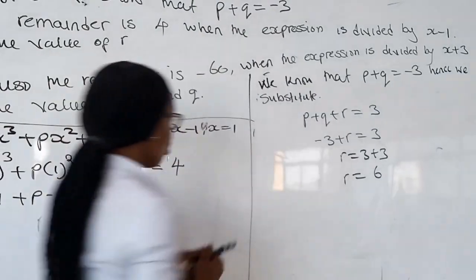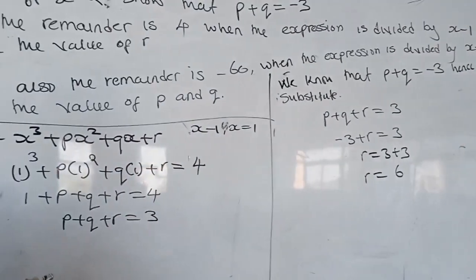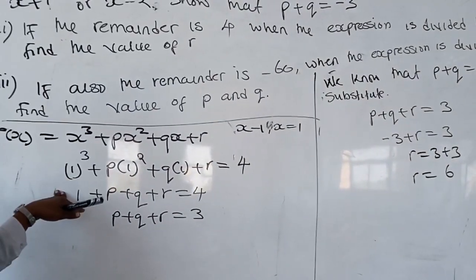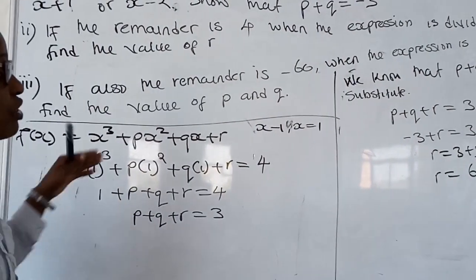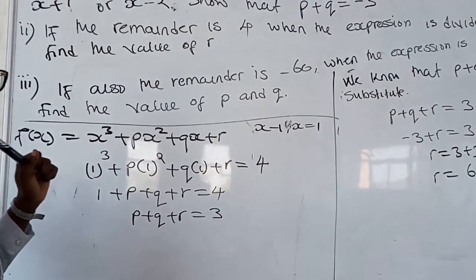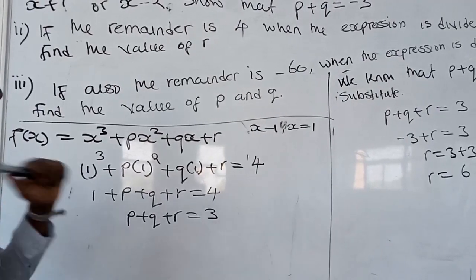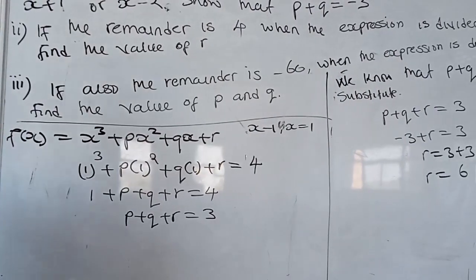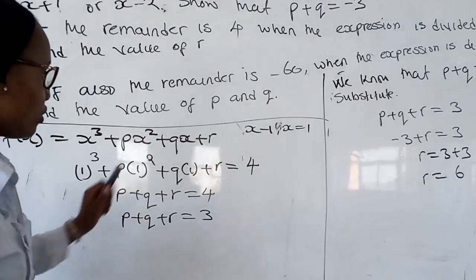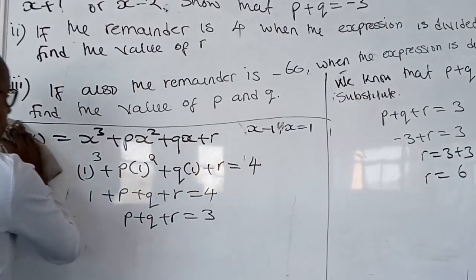So we've done a good job, and yeah, we'll still wrap this part so that we can use it to find the values of p and q. Okay, so that is perfect. So I'll wrap this part.